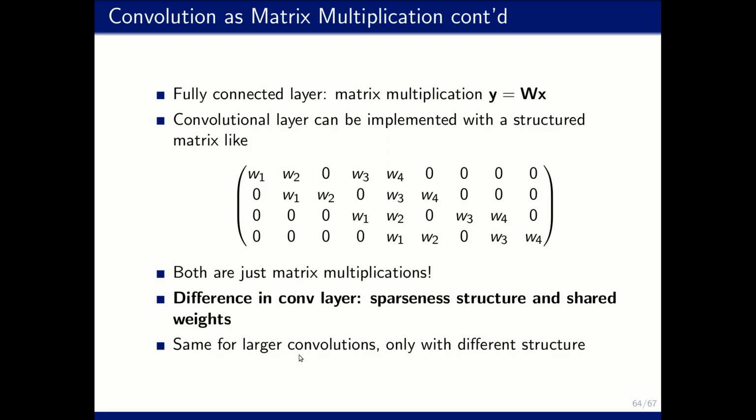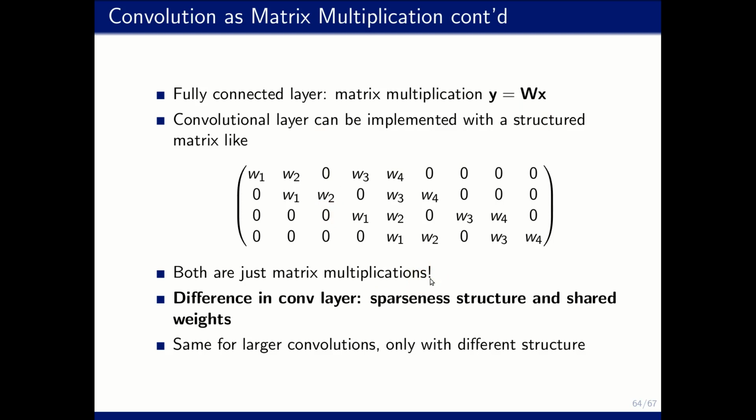Now, recall in a fully connected layer, like in multi-layer perceptrons, one layer is actually just a matrix multiplication. So we have a hidden layer, and we multiply it with a matrix, and we get essentially the activations of the next layer, and then we would apply a nonlinearity. And now we see that the convolutional layer can also be implemented with a matrix multiplication, but the matrix now has structure. So a fully connected layer and the convolutional layer are both just matrix multiplications.